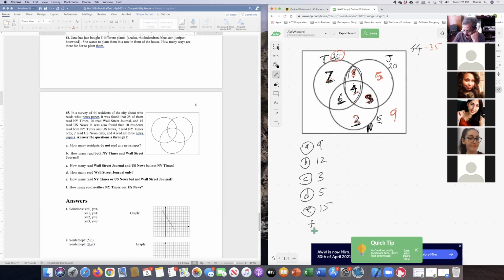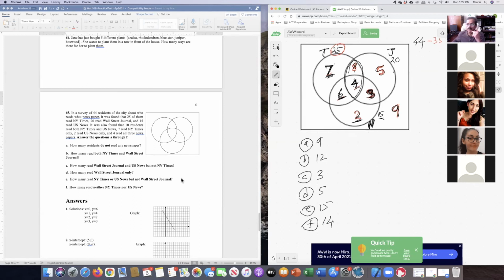15 is the answer. The last question is, how many read neither New York Times nor US News? So you have to be outside of Times and News. That'll be what numbers? 5 plus 9. Right, the 5 here and the 9 here. These are the ones outside Times and News. So that's 14. That finishes that.